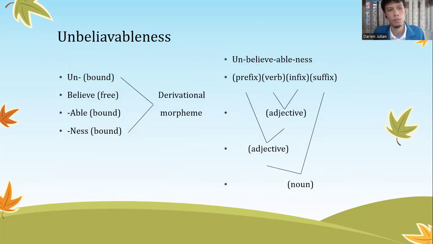The word unbelievableness. Un is a bound morpheme, believe is free, able is bound, ness is bound. So unbelievableness is a derivational word. Believe, which is a verb, and able, which is a suffix, so when combined it becomes an adjective. When combined with un, which is a prefix, it stays an adjective. But when combined with ness, which is a suffix, it becomes a noun.